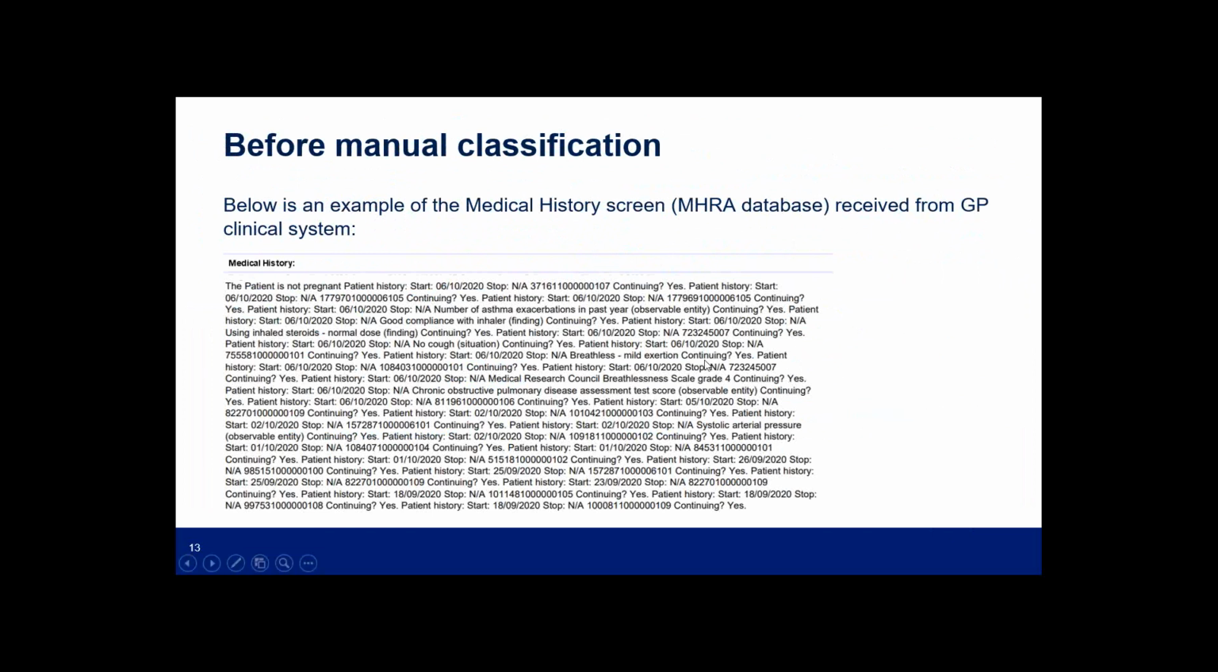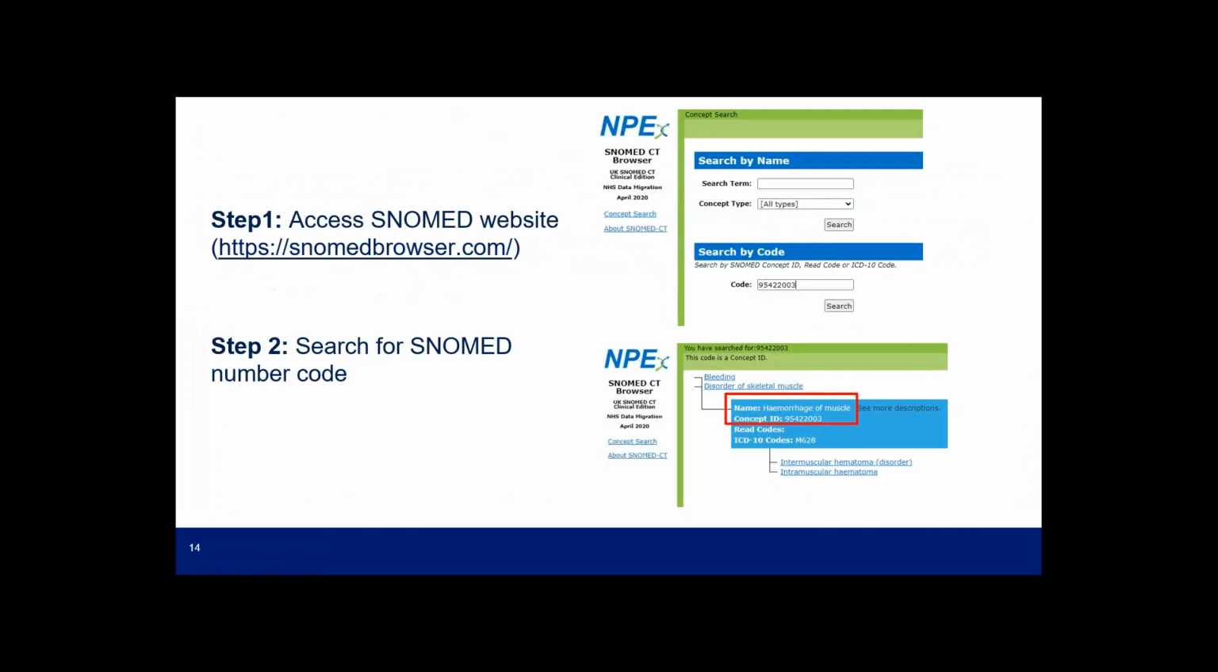So prior to the development of the maps, this is what our past medical history screen might look like when we received a case from a clinical system. So each of these long number codes within the free text field are Snomed codes, and each of these represents a clinical term. If you go to the next slide, please.